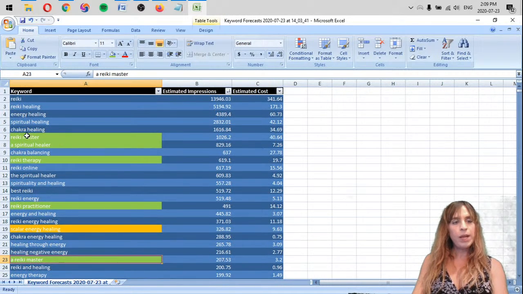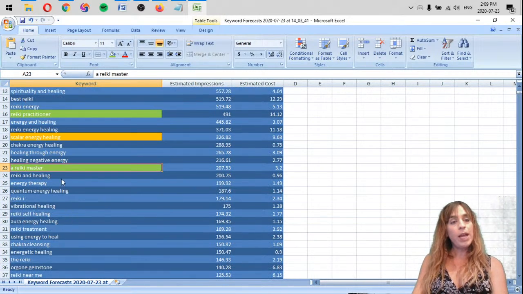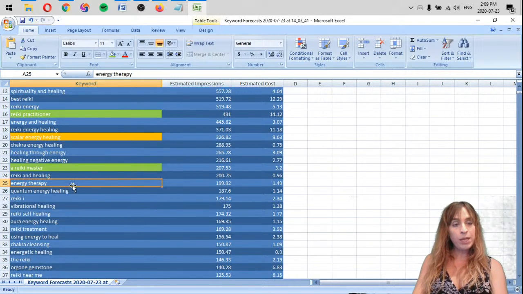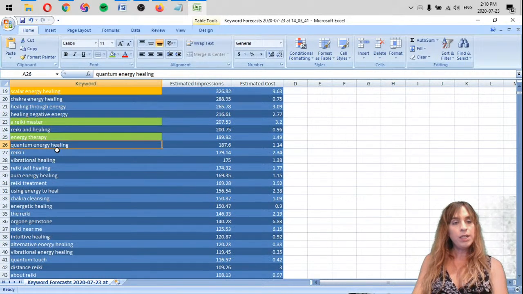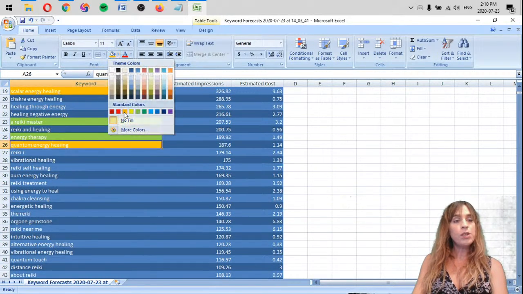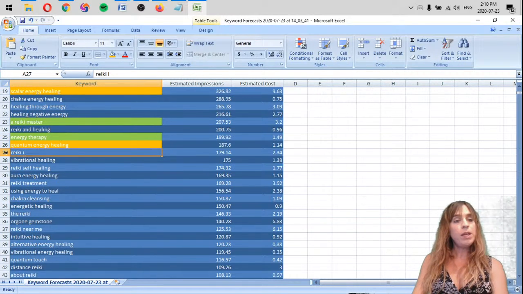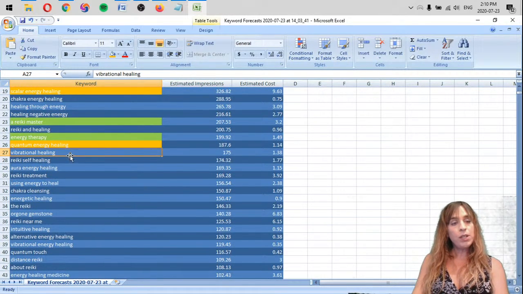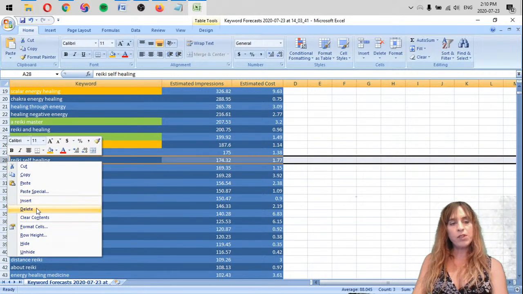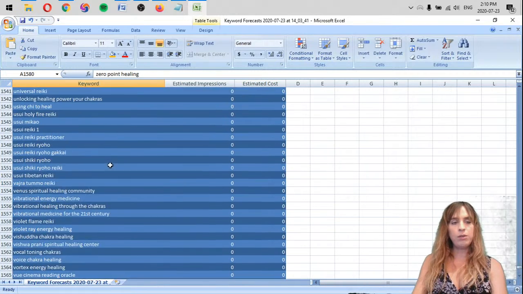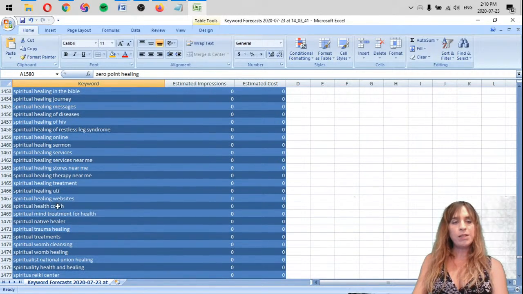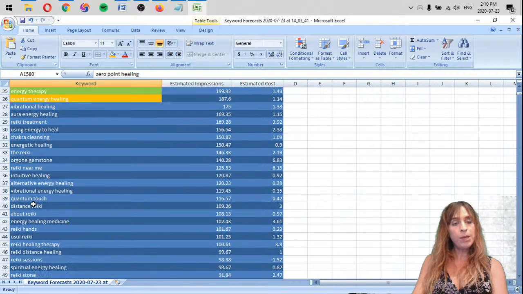What was the one up here? Reiki master and a spiritual healer. Okay, so a Reiki master is pretty good. Reiki and healing, sure. Energy therapy, sure. Quantum energy healing, I will put an orange on that again because frankly I have no idea. Reiki 1, same deal. Vibrational healing, okay. Reiki self-healing, that's someone looking for self-help, which is cool, but not Matt's jam. So let's get that to the top here.